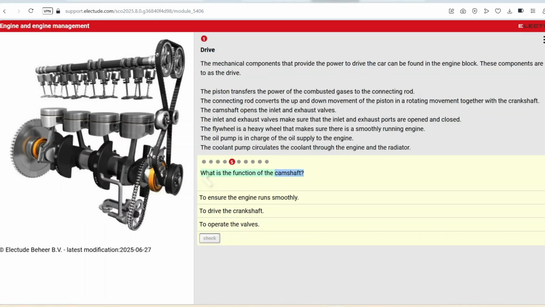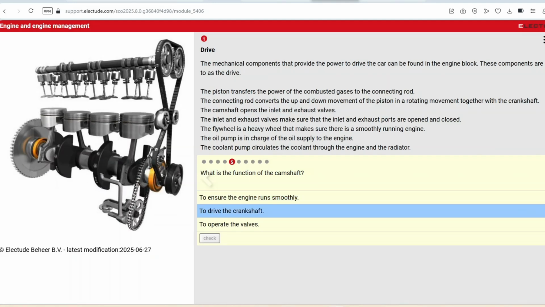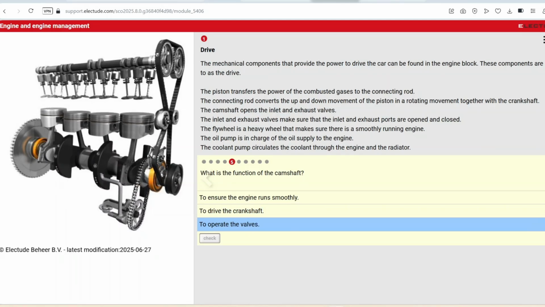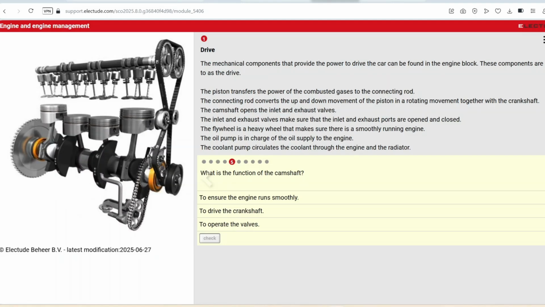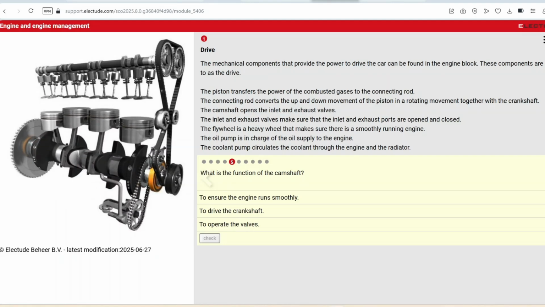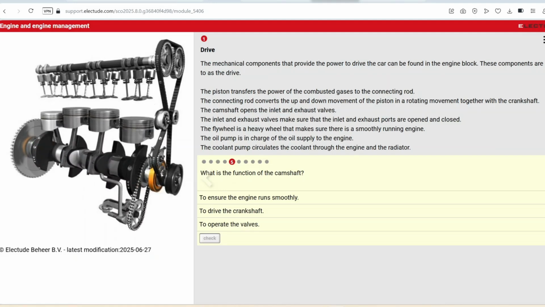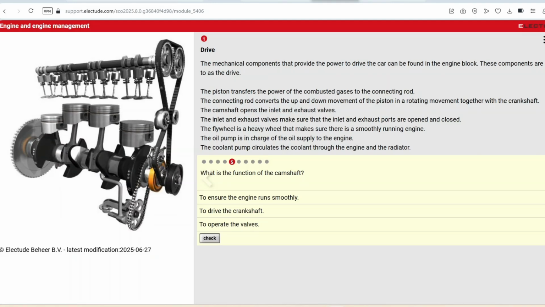What is the function of the camshaft? To ensure the engine runs smoothly. I believe so. To drive the crankshaft. I don't think so. To operate the valves. I believe so. So I think in this case, this is true. This is false. And this is also true.